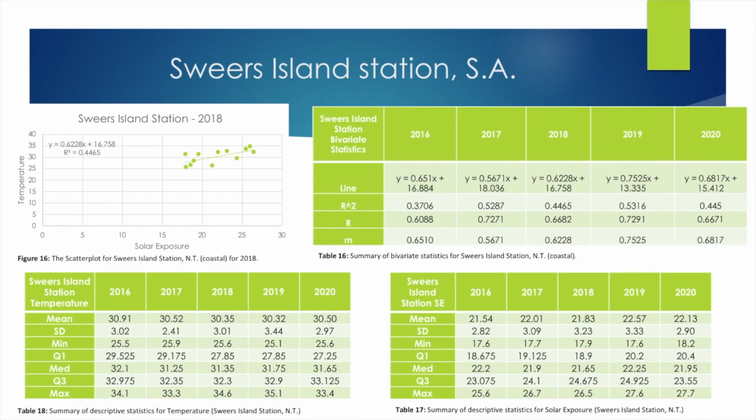Our second Northern Territory weather station is Swears Island Station, located coastally. The data in Figure 16 and Table 16 shows a weak positive linear association between solar exposure and temperature, indicating a poor relationship. The minimum temperatures recorded average to be 22.16 degrees, with the maximum average reaching 33.68 degrees.